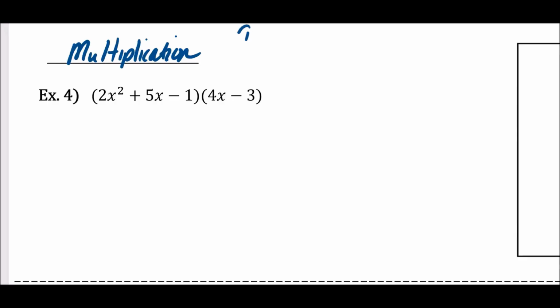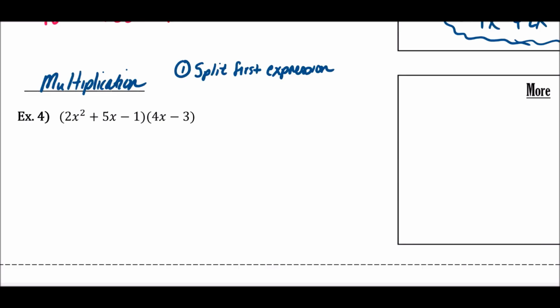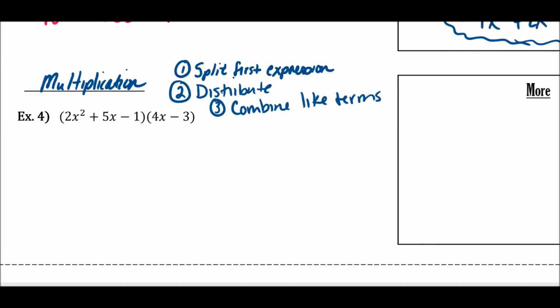So the first step is also to split, but it's going to be a little bit different. We're going to split the first expression. So we'll talk about that in a second. And then the second step that we're going to do is we are going to use the distributive property. So we're going to distribute, and we'll talk about that one too. And then the third and final step is we are going to go through and we're going to combine like terms. And this is going to get us to the end of our polynomial.